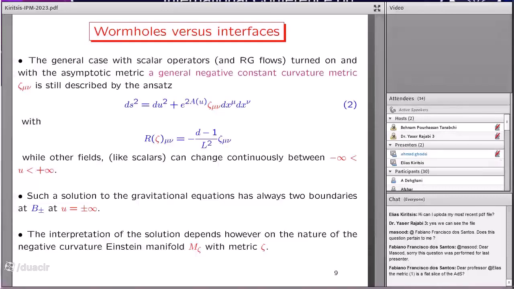And let me now come to what would be a wormhole. Consider in general, again, an ansatz, as I discussed before, where this slice metric is not necessarily AdS_d, but is any metric which has a negative constant curvature. AdS, of course, is one case, but there are many more metrics with negative constant curvature, not globally AdS. And in this case, again, the solutions will be qualitatively similar to what I discussed before. They will have two boundaries, B plus and B minus, at u equals plus or minus infinity. However, the interpretation of the solutions now depends on the nature of the negative curvature manifold that one has here.